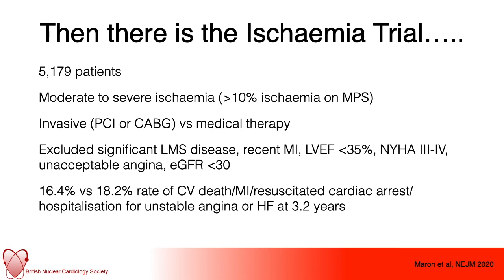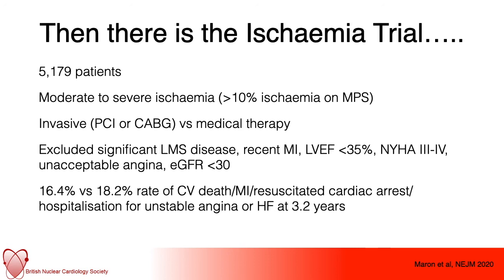Now, does this mean that we should be closing our cath labs and we just CT everybody and exclude left main disease and then put them on tablets and wish them all the very best? Well, I'm not sure we're at that point yet. It's important to bear in mind that over a third of these patients, so 34%, had no preceding angina in the previous 4 weeks to recruitment. And despite the inclusion criteria of moderate to severe ischemia, actually 14% of patients in the study had either no or only mild ischemia on their imaging.